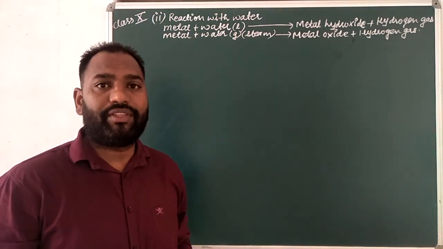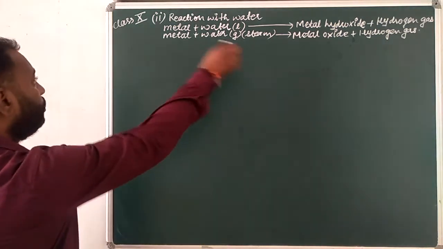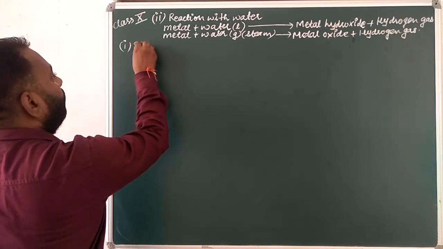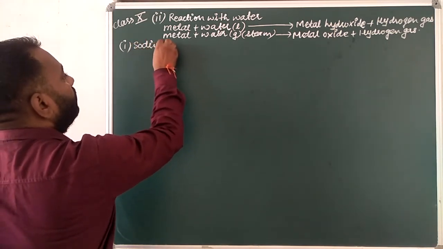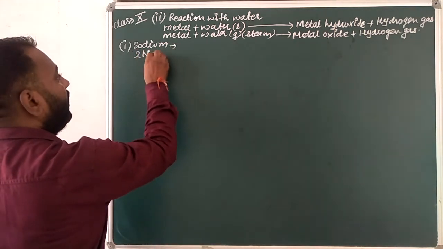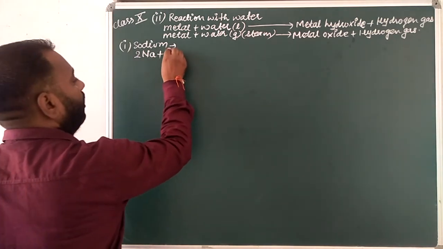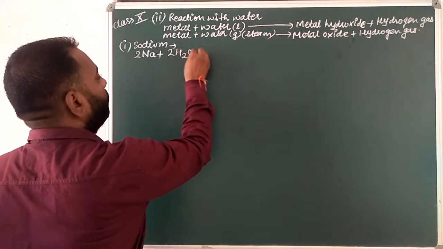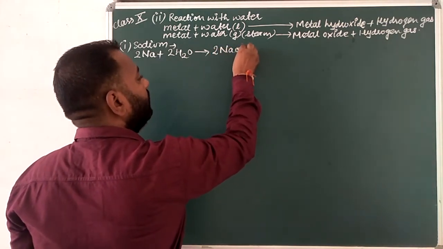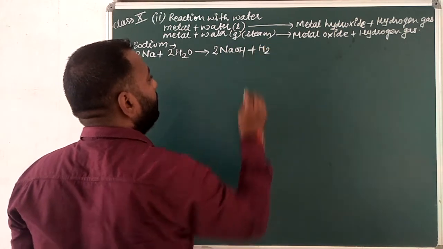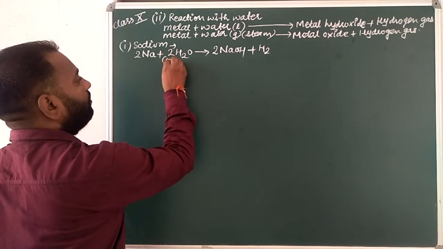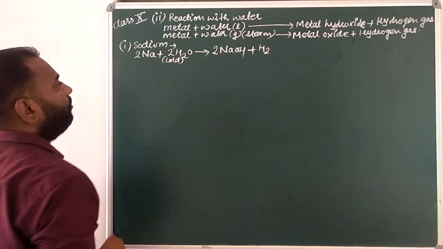So we should start with some examples. We are taking one example with sodium. So with sodium: 2Na plus 2H2O gives 2NaOH plus H2. In this case we are generally taking only cold water. It means sodium reacts with cold water.